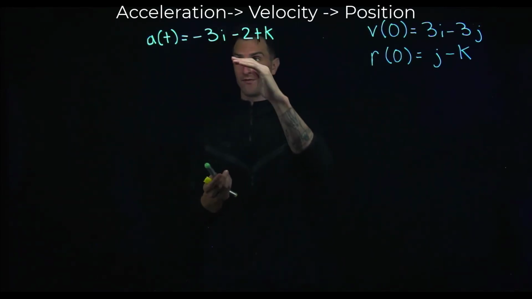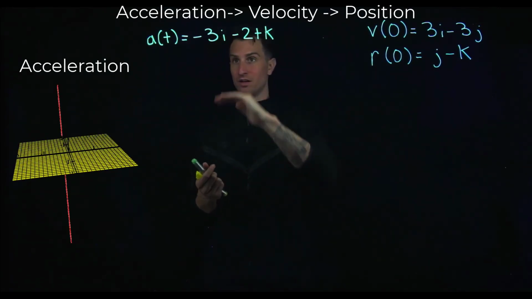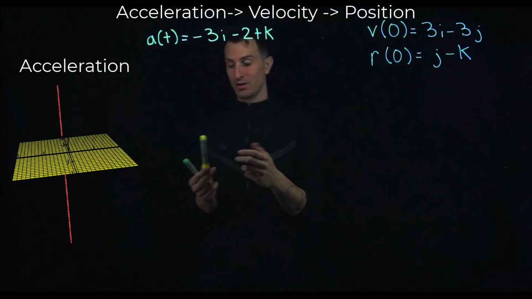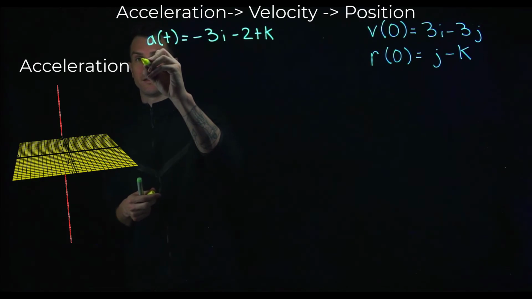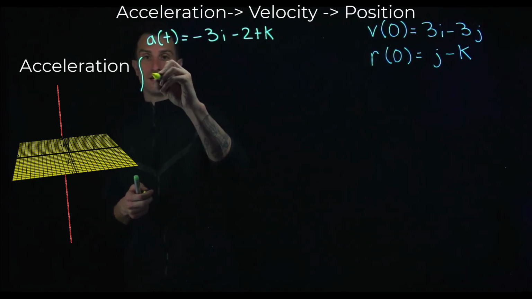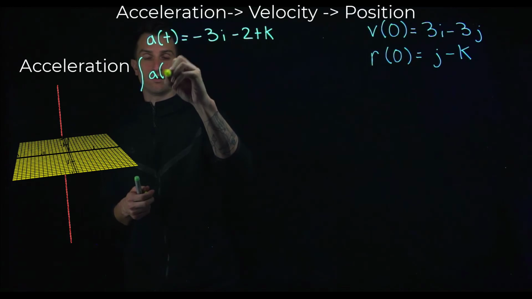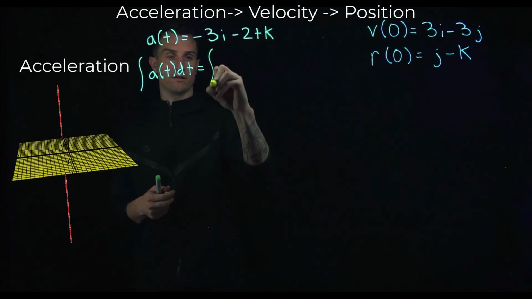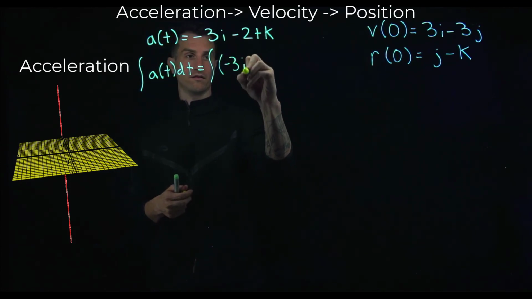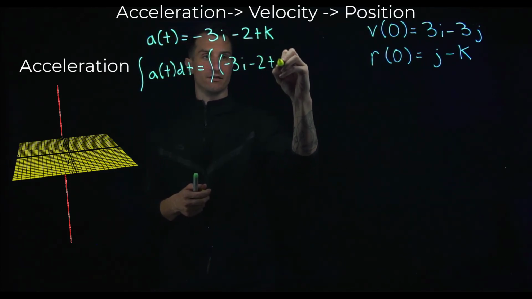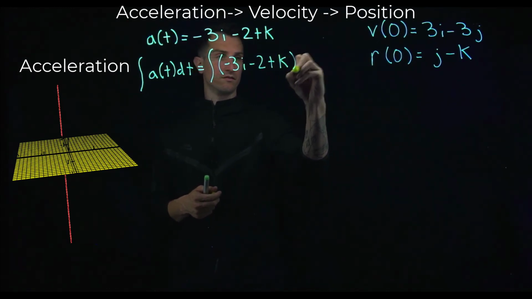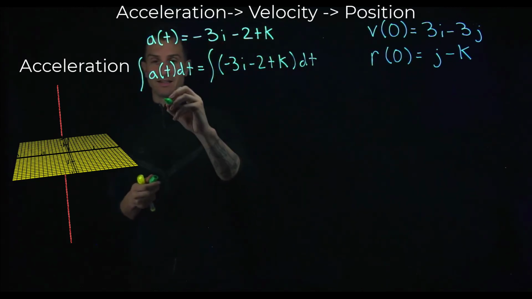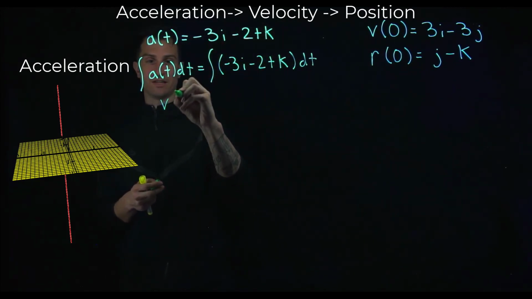So I want to work down from the acceleration vector, the space curve, to the velocity vector. And so how do I do that? Well, by integrating both sides. If I take a of t dt, and I integrate both sides here, what do I get? Well, this side is going to simplify to be v of t.